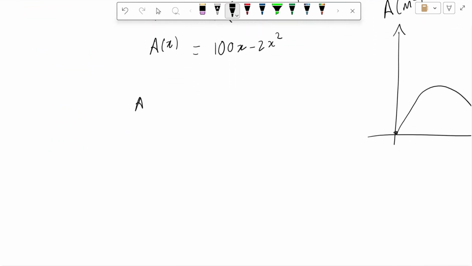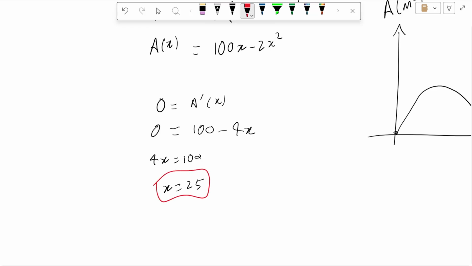So A'(x), I'm going to try and set 0 equal to A'(x). And A'(x) is 100 take 4x. So 4x is 100, or in other words, x is 25. So this is what we call our critical point.